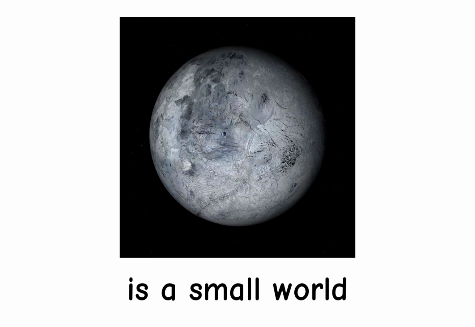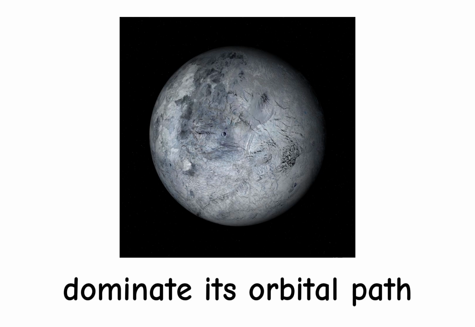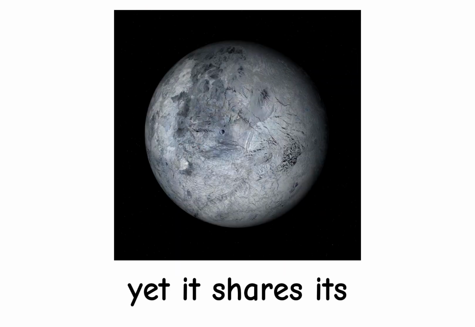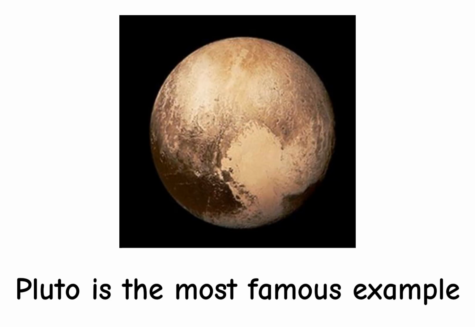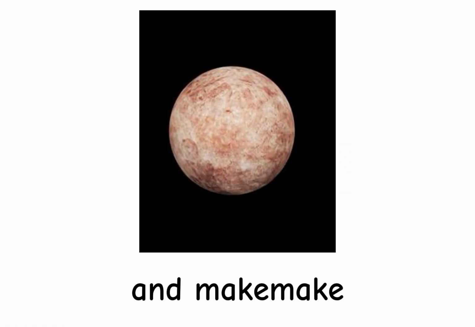Dwarf planet. A dwarf planet is a small world that orbits a star but does not dominate its orbital path. It has enough gravity to pull itself into a roughly round shape, yet it shares its region with other objects. Pluto is the most famous example, but others include Eris, Haumea, and Makemake.